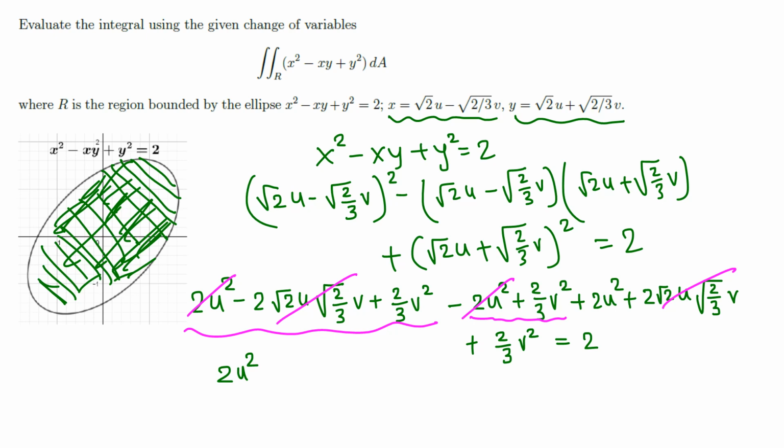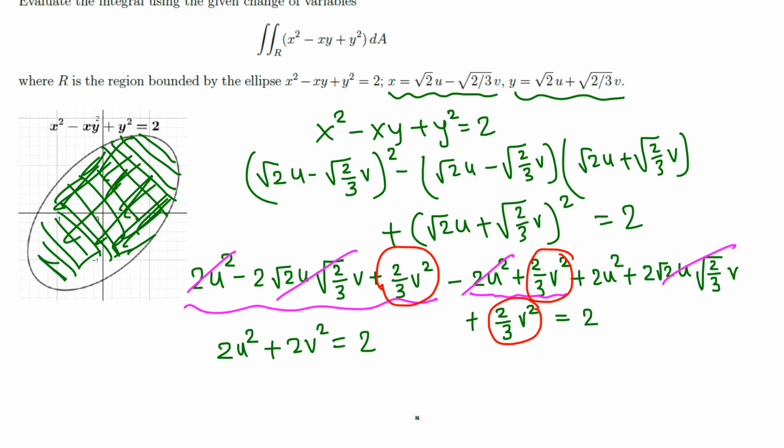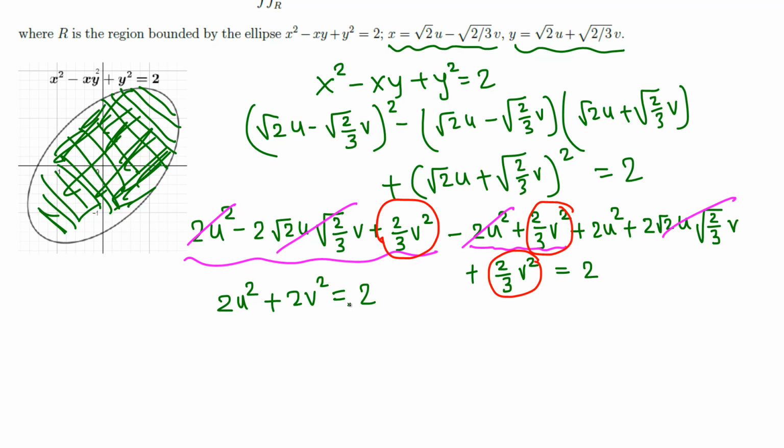2/3 v squared, 2/3 v squared, and 1 more copy of 2/3 v squared. So 6/3 v squared, that's 2v squared equals 2. And we can divide both sides by 2, so we get u squared plus v squared equals 1. So we just transformed this ellipse into a nice curve, and as we know, this is the standard circle with radius 1. Standard means center at 0, 0.